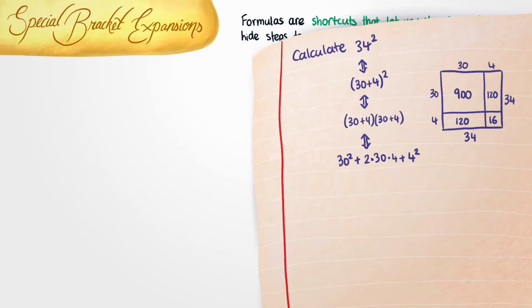Now, if I'm being totally honest with you, I don't actually care what the value of 34 squared is. I just wanted to show you that we can rewrite this like this, because that's going to be the important part moving forward. But just for completeness' sake, we have 900 here, and then we add 120, so then we have 1020. If we add another 120, then we have 1,140, and if we add 16, we have 1,156.